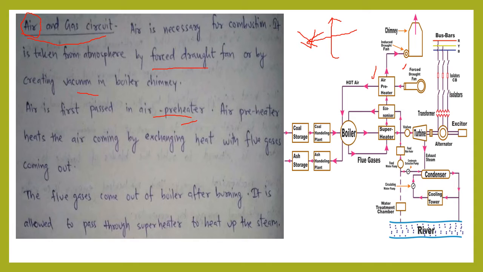It is done to increase the temperature of inlet air so that the combustion time in the boiler can be reduced. So this is the airflow diagram. Air is taken by draught fan, then it is going to air preheater, and then it is finally coming to boiler.